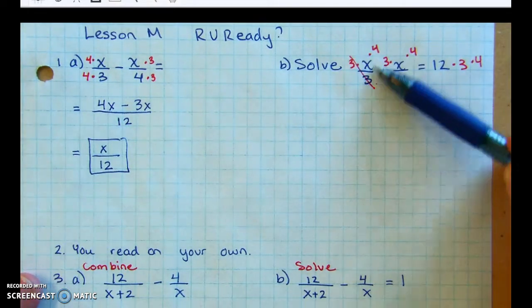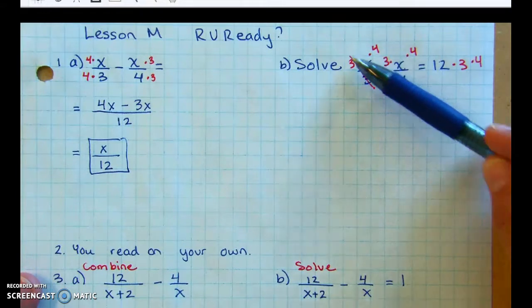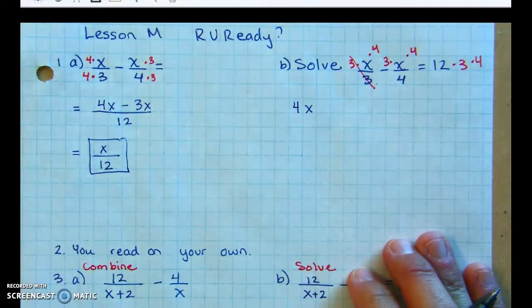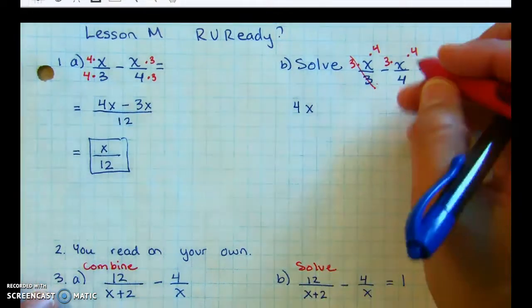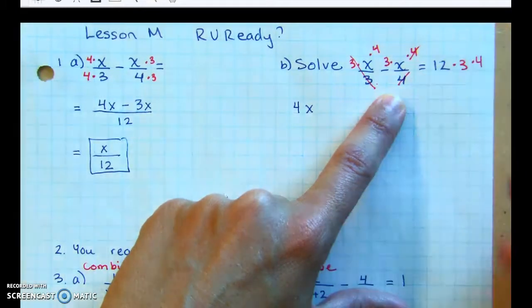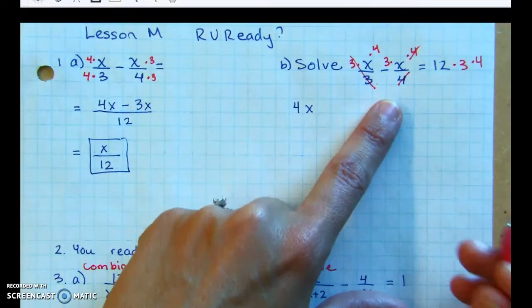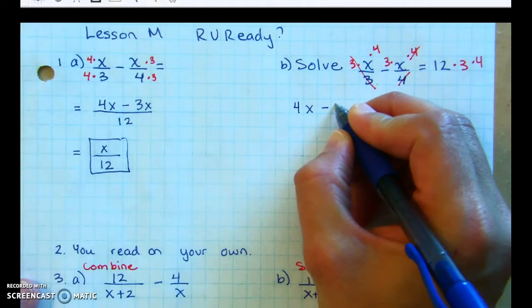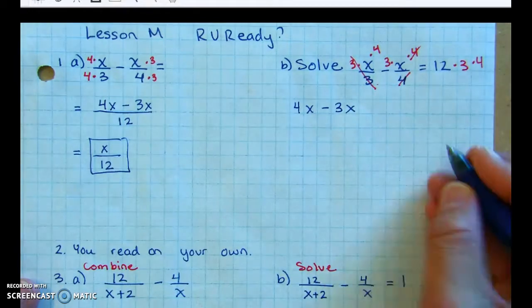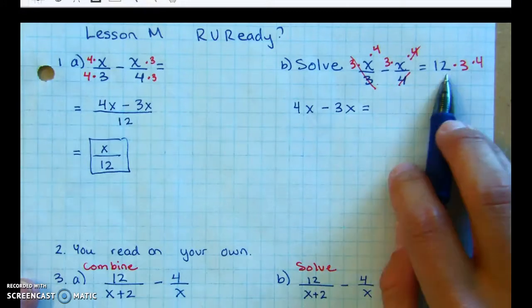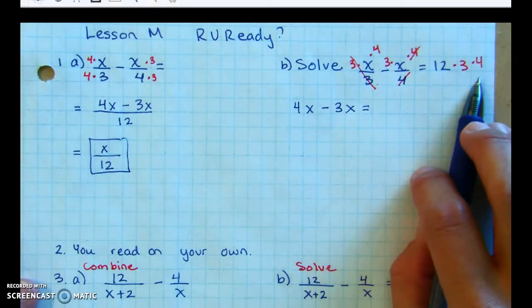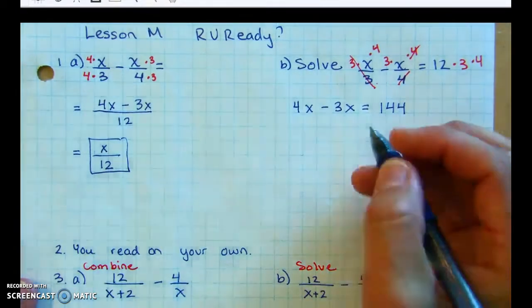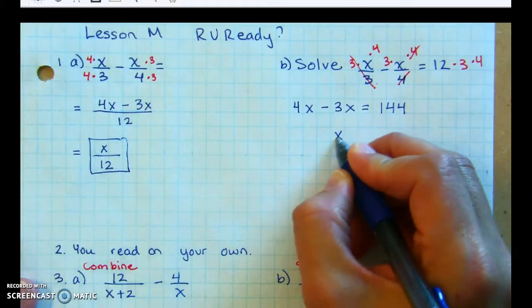What do we have in this first term here? We have an x times a 4, because the 3's cancel. So x times 4 is 4x. Now here, the 4's canceled. That's why we chose to multiply by 4 and not by 11. We chose 4 to cancel 4. So we have 4x minus 3x is what was left over there. And that's going to equal 12 times 3 times 4, which is 12 times 12, which is what? 144. Yeah, 12 squared. All right, 4 minus 3 is 1.